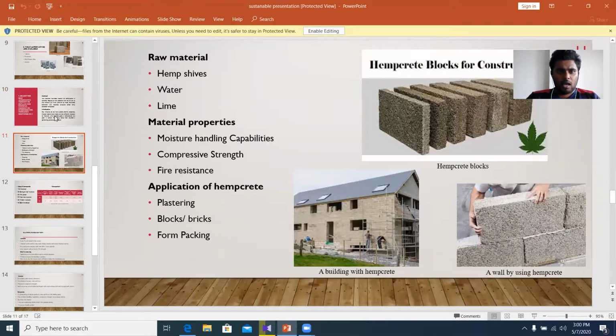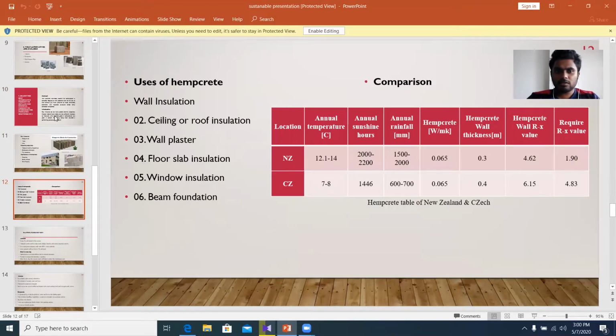Raw materials are hemp shives, water, and lime. Material properties are moisture handling capabilities, compressive strength, fire resistance. Applications of hempcrete are plastering, blocks, bricks, and form packing. Uses of hempcrete are wall insulation, ceiling and roof insulation, wall plaster, floor slab insulation, window insulation, and beam foundation. This table includes the comparison.